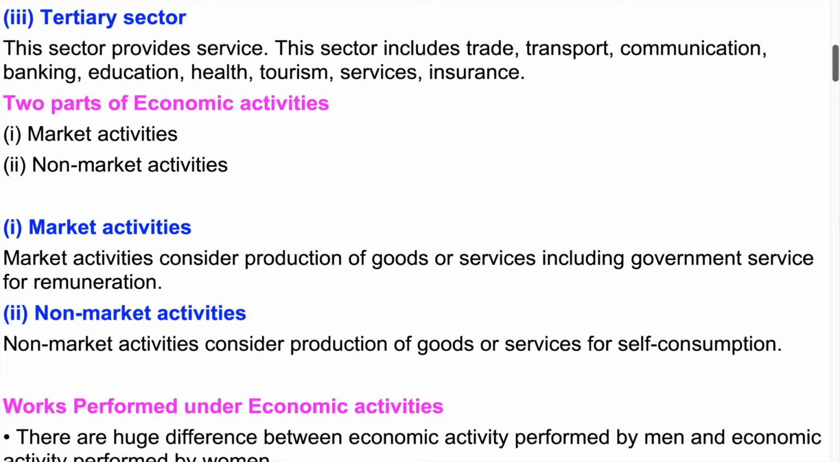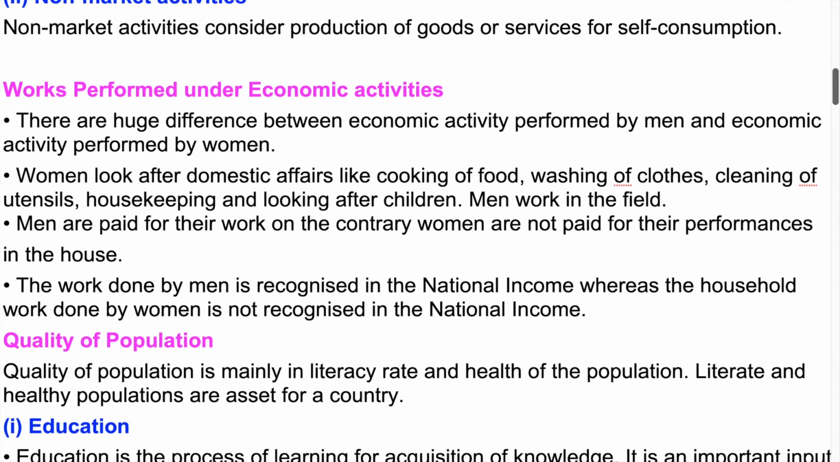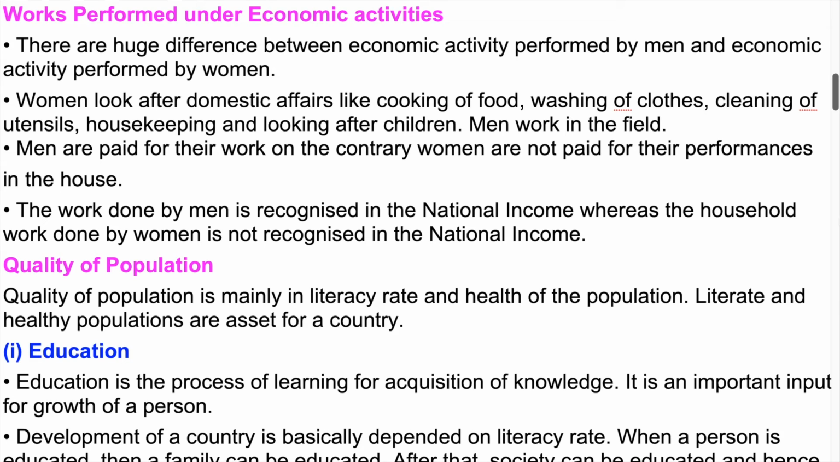Works performed under economic activities. There is a huge difference between economic activity performed by men and by women. Women look after domestic affairs like cooking food, washing clothes, cleaning utensils, housekeeping and looking after children. Men work in the field. Men are paid for their work. On the contrary, women are not paid for their performance in the house. The work done by men is recognized in the national income, whereas the household work done by women is not recognized in the national income.